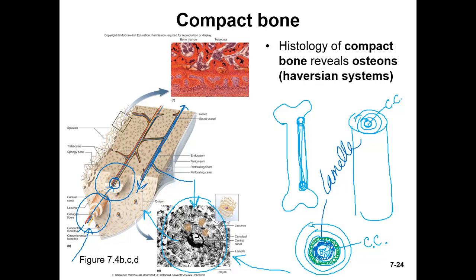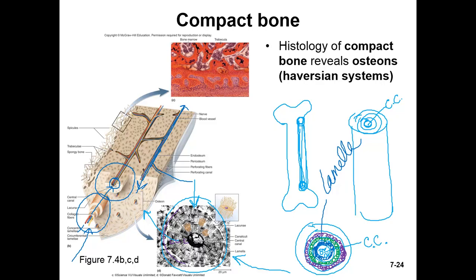Okay, so that's what we're seeing in the picture of the osteon. So this would be lamella 1, lamella 2, lamella 3, and then it looks like it runs into another lamella. Now, lamella is the ring of calcified matrix or bone tissue that you're seeing within each one of those osteons.